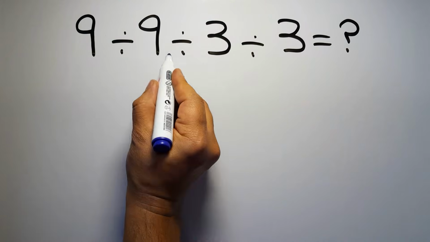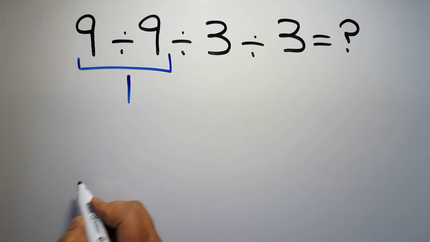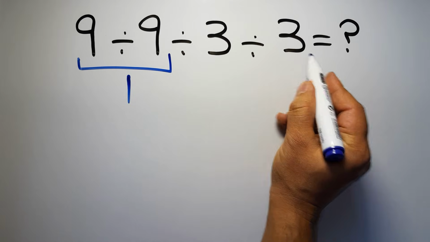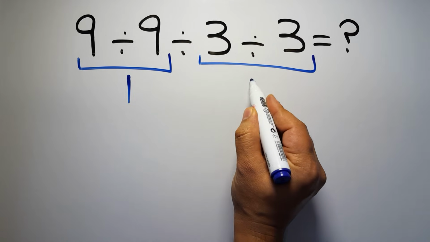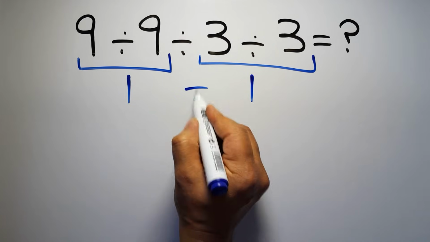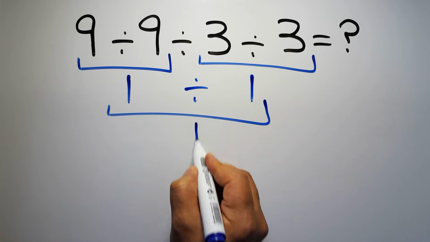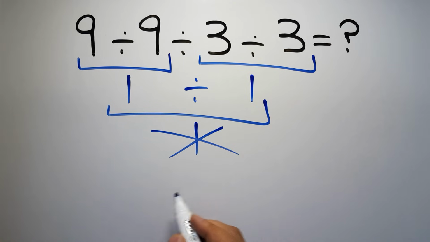9 divided by 9 equals 1. And here we have 3 divided by 3, which equals 1. So 1 divided by 1 gives us 1. But this answer is not correct.